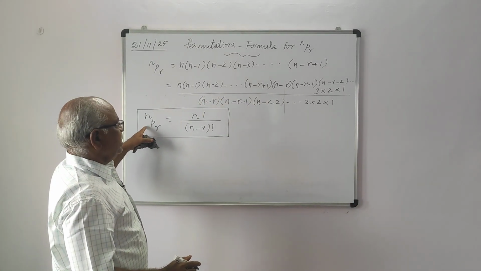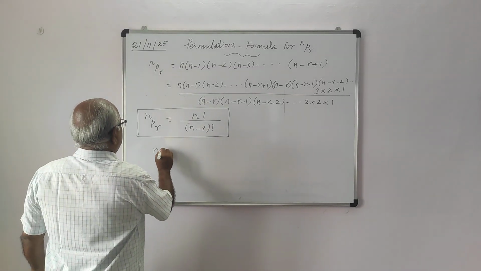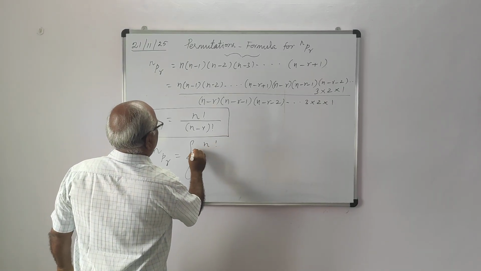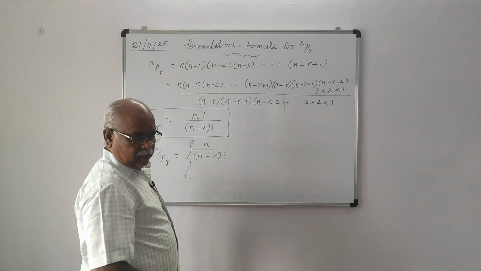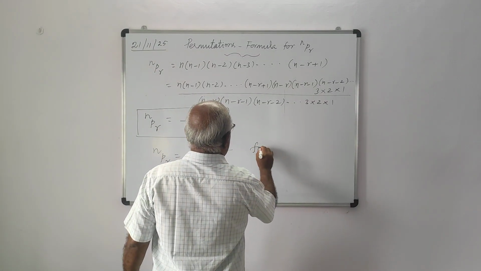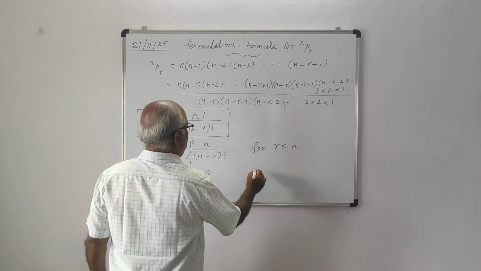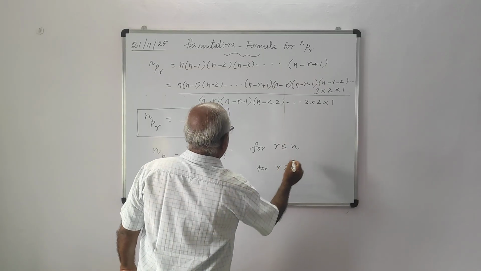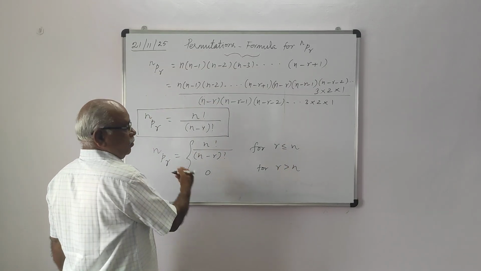I am going to define nPr as n factorial by n minus r factorial. This is the formula. By the functional idea, I can write nPr equal to n factorial by n minus r factorial. This is the value of nPr for r less than or equal to n. It is 0 for r greater than n.